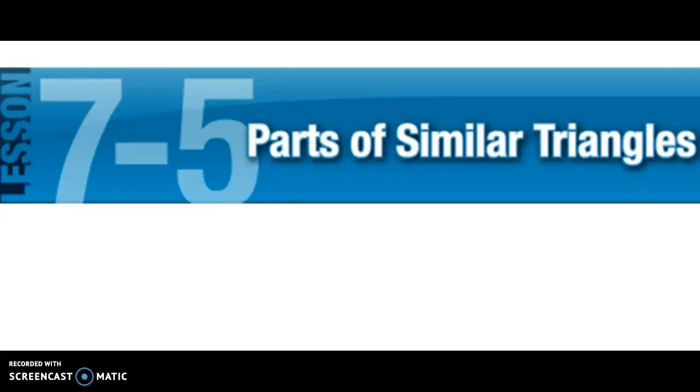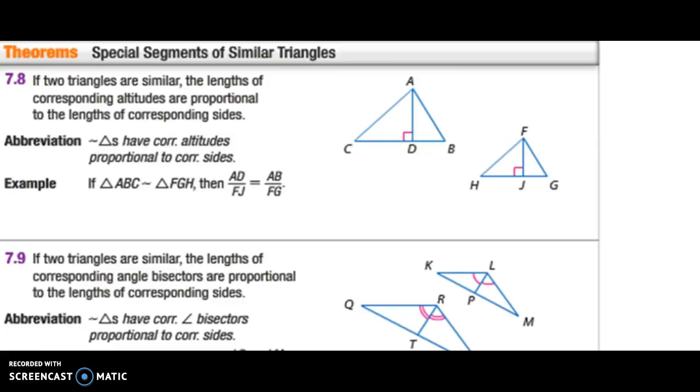Today we're going to be talking about parts of similar triangles. First, we have a couple theorems we can look at. The first says that if two triangles are similar, then the length of the corresponding altitudes are proportional to the length of the corresponding sides. Just a reminder, an altitude is from a vertex to the opposite side, creating a 90-degree angle.